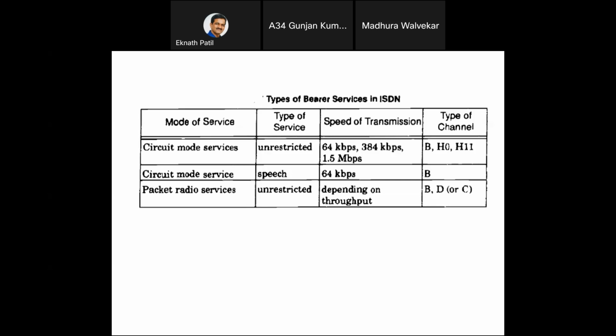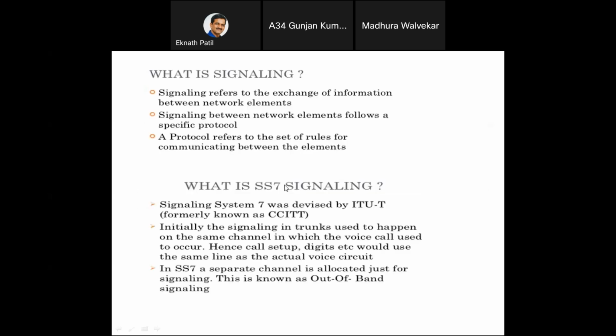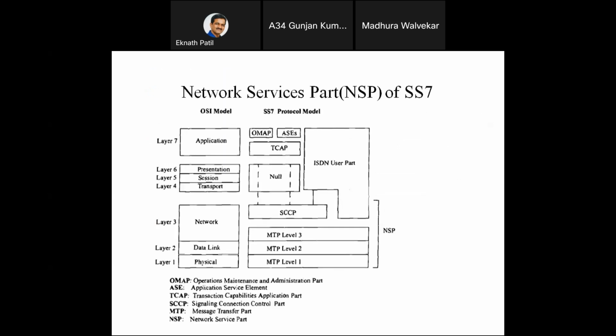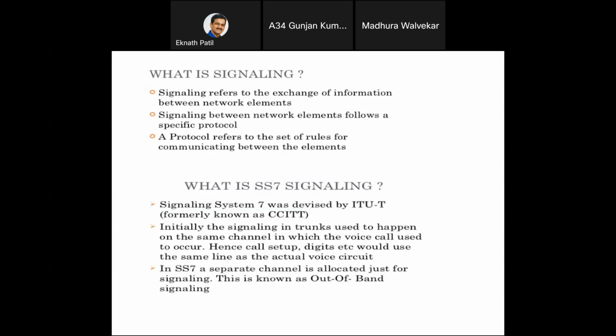Packet radio services, circuit mode services, and circuit mode services for this particular channel are there. Now what is signaling ends here, but for the signaling we are going to take one more lecture. What is signaling and all these things? Signaling refers to the exchange of information between the network elements. Signaling between the network elements follows specific protocols. Okay, and protocol refers to the set of rules for communicating between the elements.